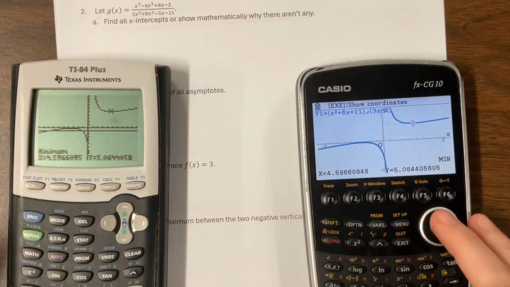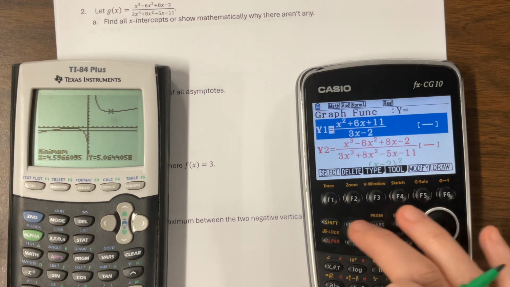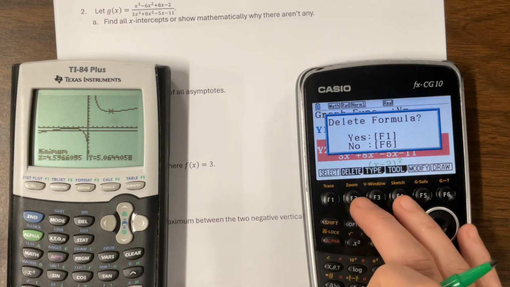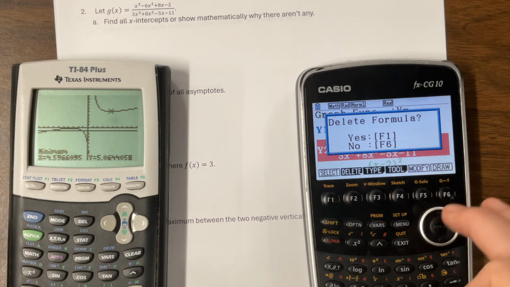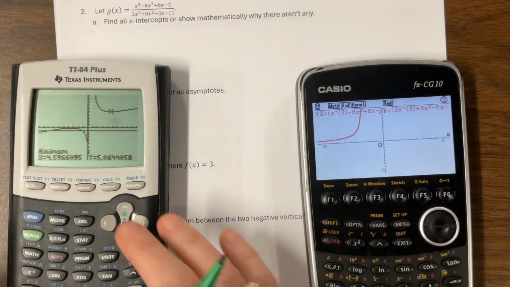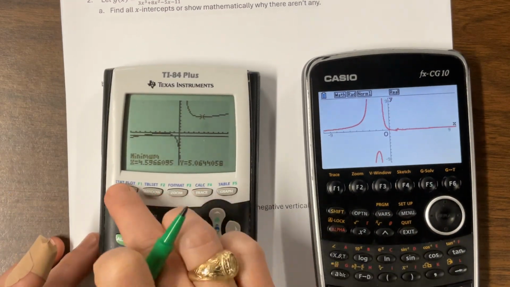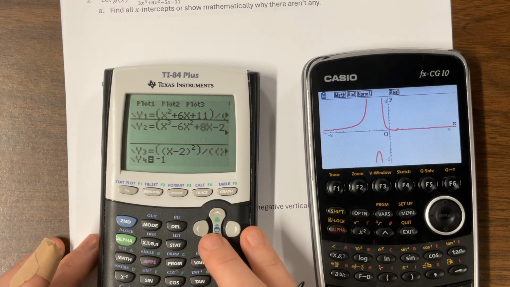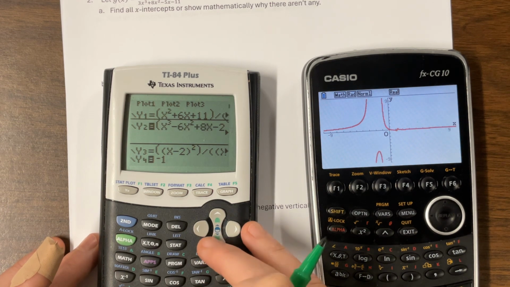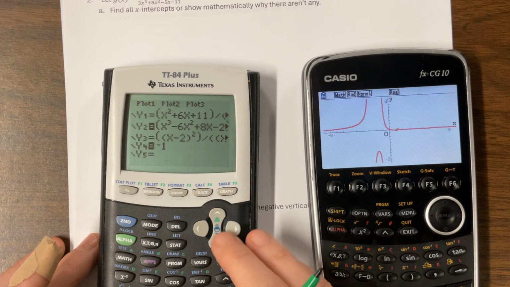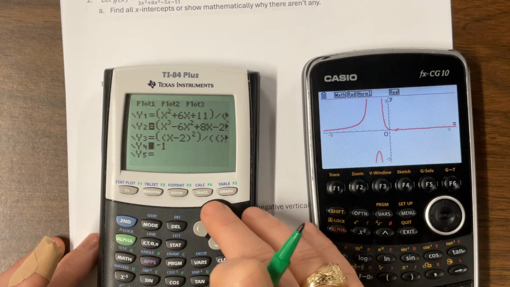Okay, so the next one. Let me come back here. I now am going to turn off this one and turn on the one I already typed in. Delete formula? Oh, no, F6. I wanted to select, not delete. There we go. Okay, and then over here for y equals, I'm going to turn this one off and turn this one on. I don't need this. Clear, or, well, okay, delete. We'll just turn it off.